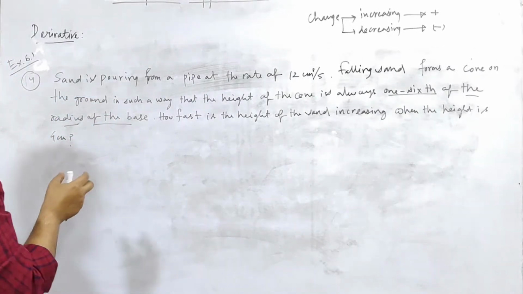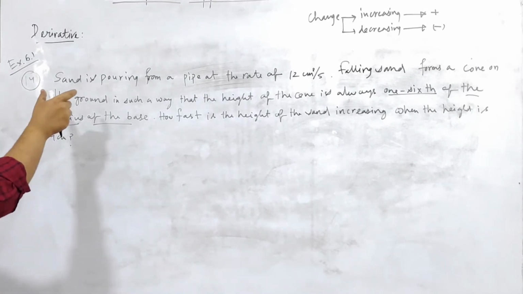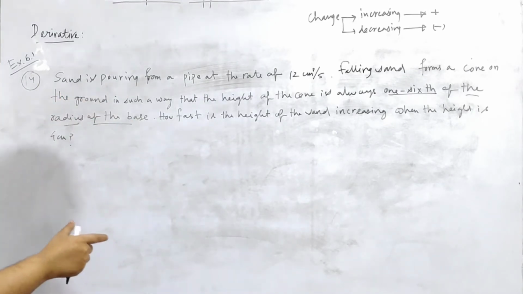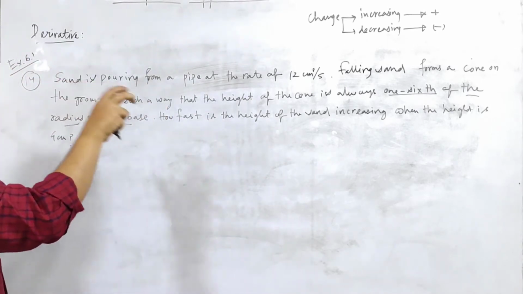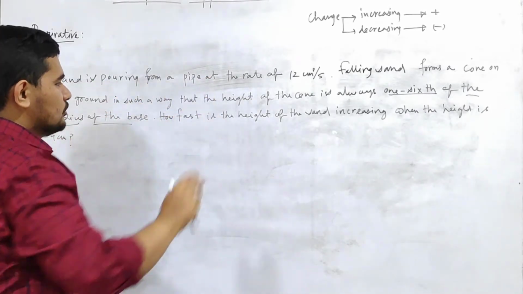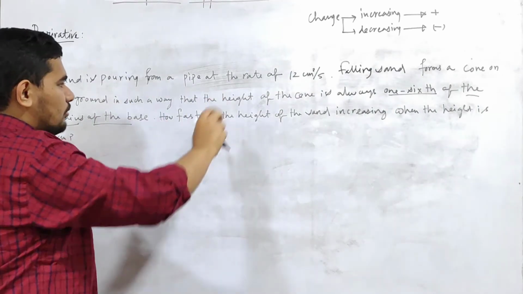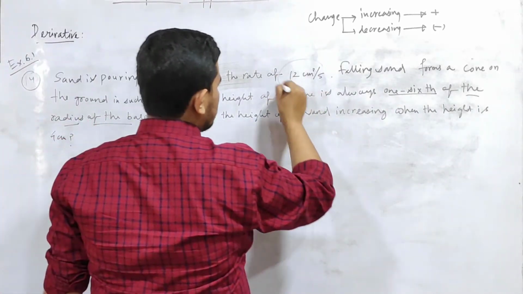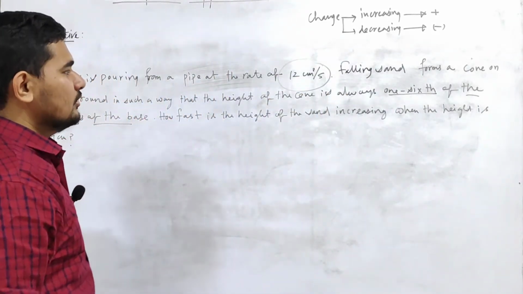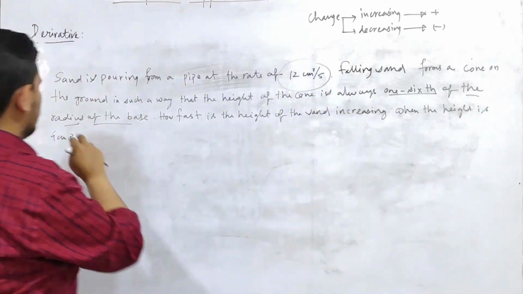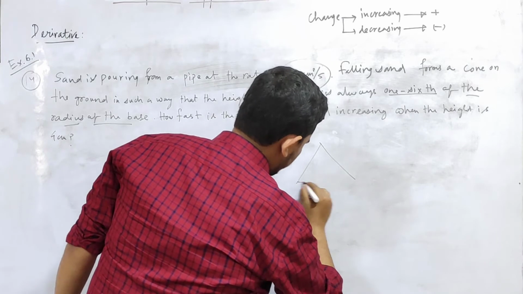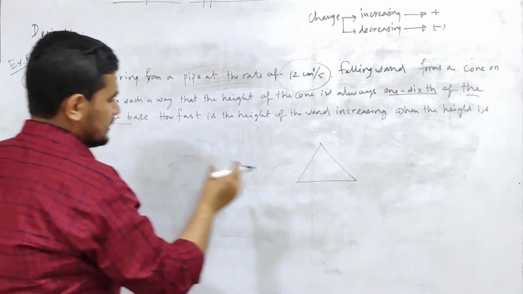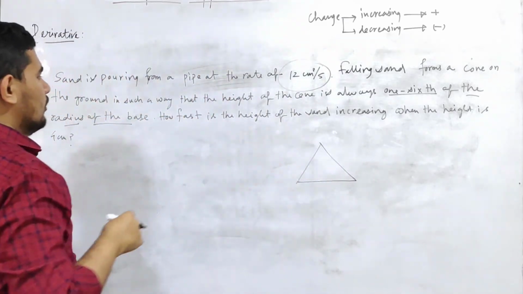So the thing is that, let's suppose there is a container in which sand is kept. The sand is pouring from the pipe at the rate of 12 centimeter cube per second. So the falling sand forms a cone on the ground. Let's suppose this is the cone. So this is the cone of sand which is formed on the ground.